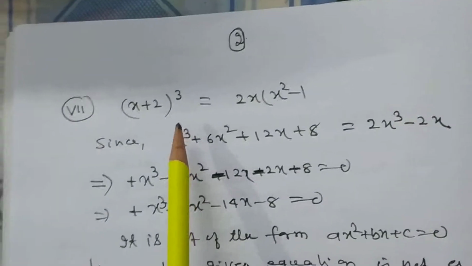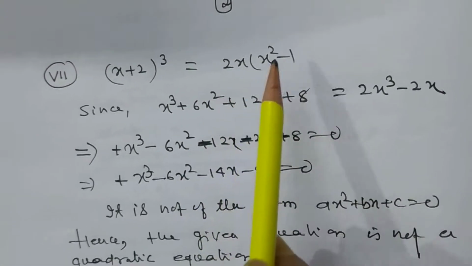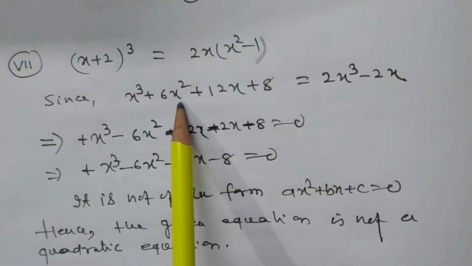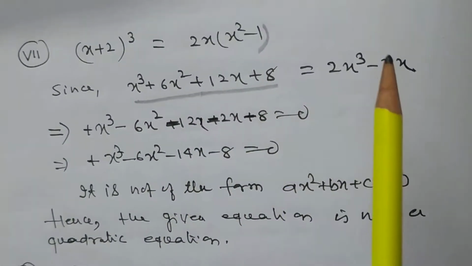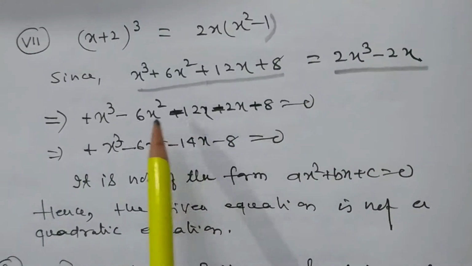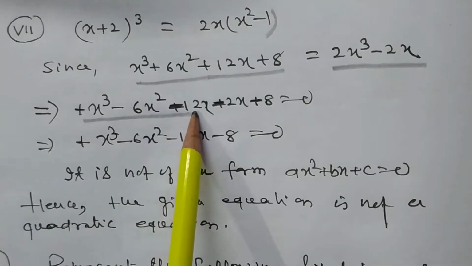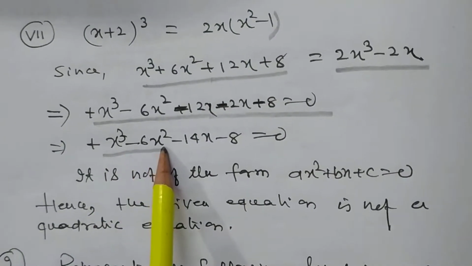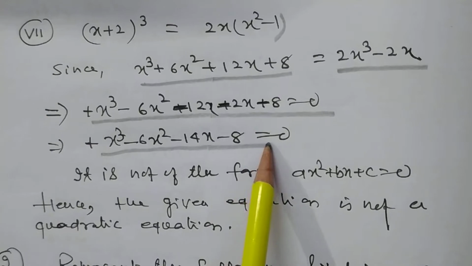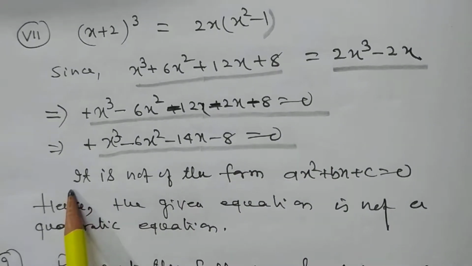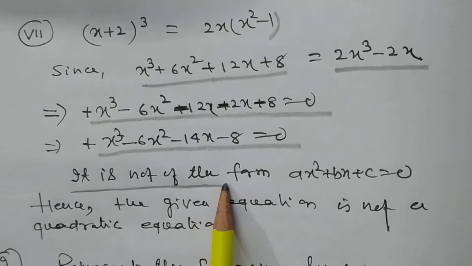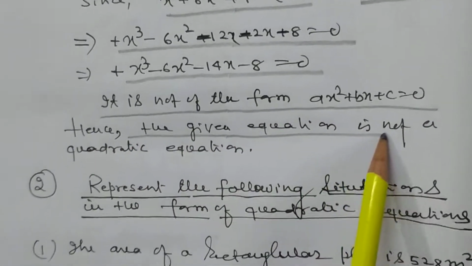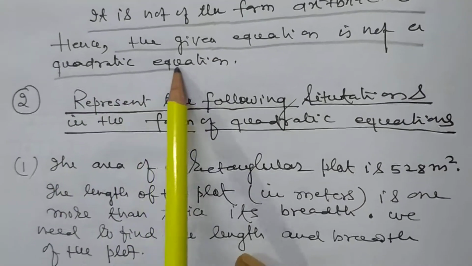Now, (x + 2)³ = 2x(x² − 1). So it will be x³ + 6x² + 12x + 8, and it is 2x³ − 2x. So it will be x³ − 6x² − 12x − 2x − 8 = 0. So it will be x³ − 6x² − 14x − 8 = 0. So it is not of the form x² + bx + c = 0. Hence, the given equation is not a quadratic equation.